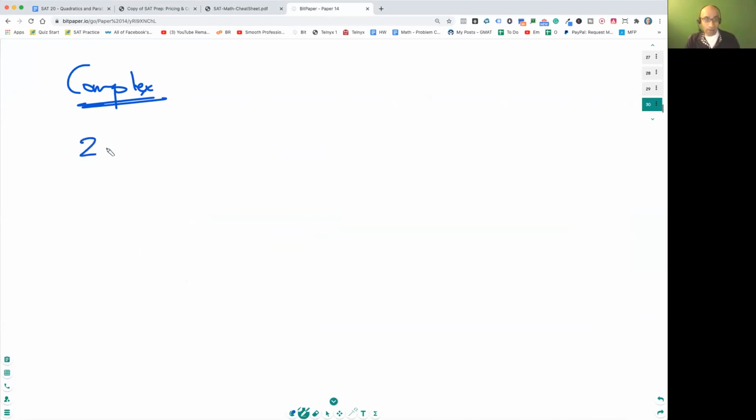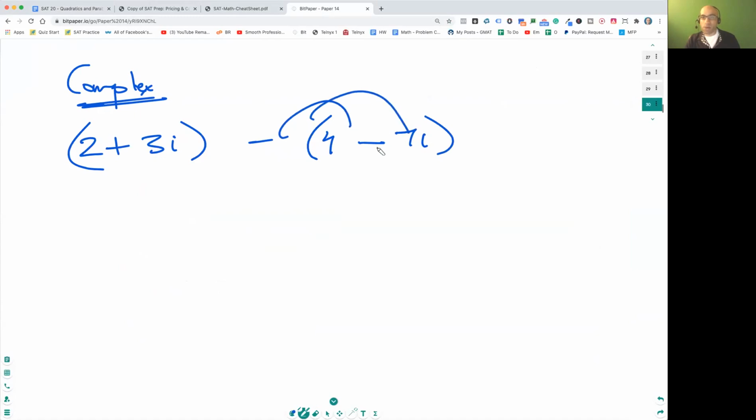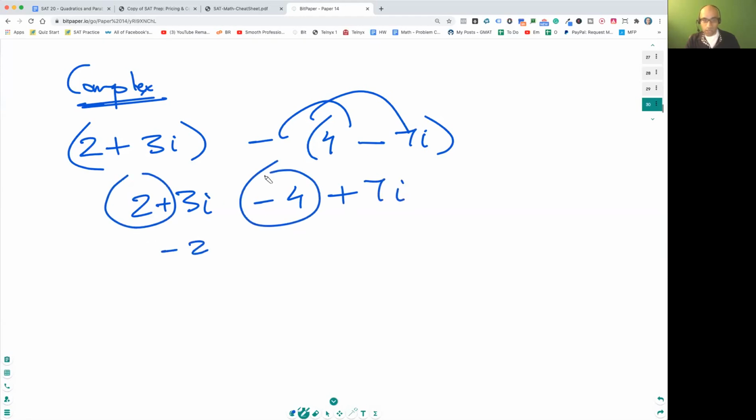The idea being, if you've got 2 plus 3i minus (4 minus 7i), remember we did this, it's the same thing. You just distribute it inside. I'm going to do it over here: 2 plus 3i minus 4 plus 7i, because you distribute this and then just group these together. So you're going to get negative 2 and then 3 plus this. Hopefully you understood that. So be careful.